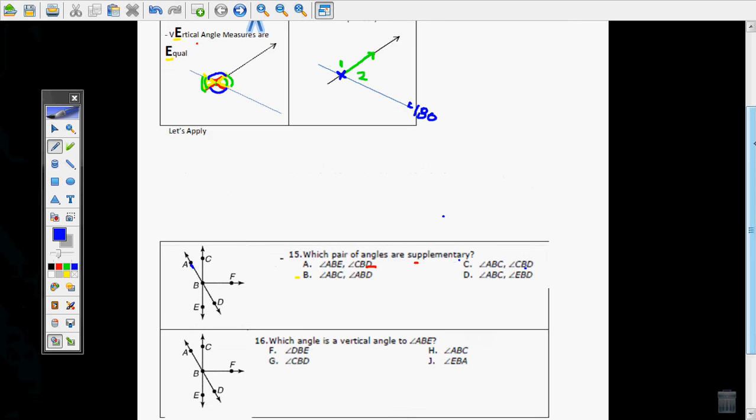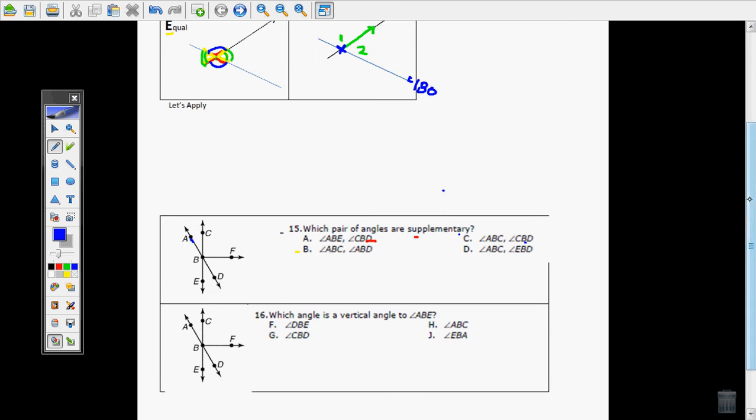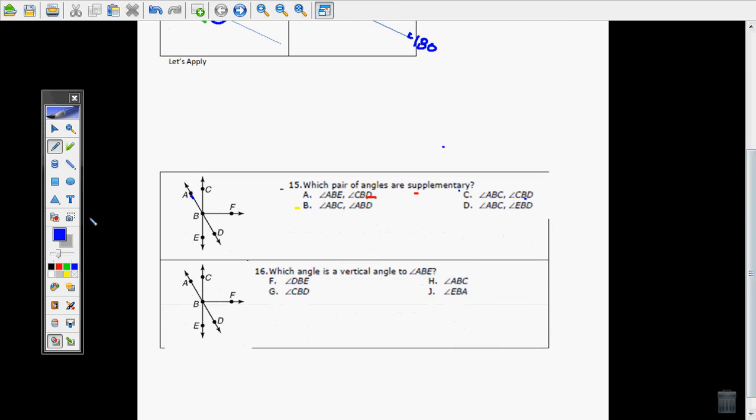Remember from our little review, vertical angles make a V reflected with itself, so they look like an upside down and right side up V, or a sideways V, and that's how we can recognize them. So I am going to highlight angle ABE.